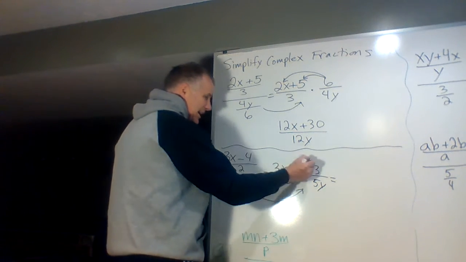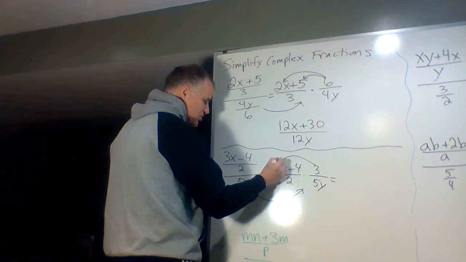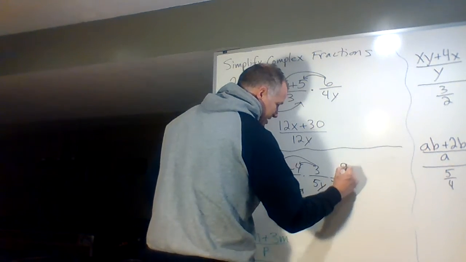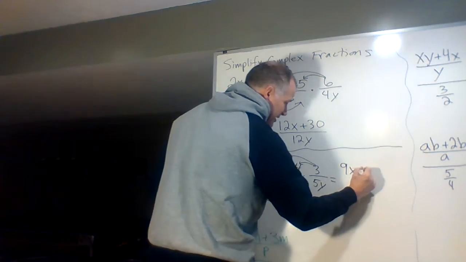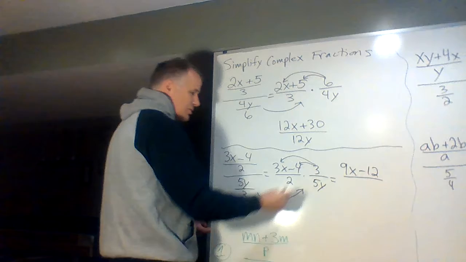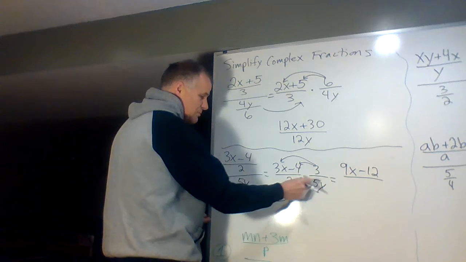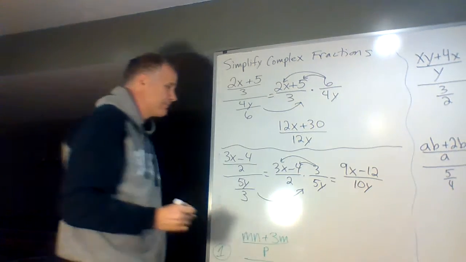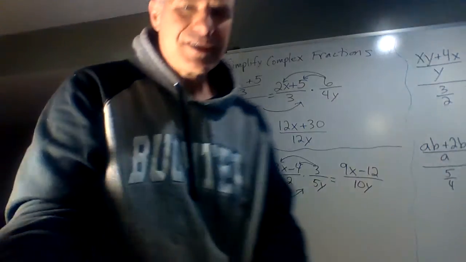Now again, just like this one up here, that 3 is multiplied times a binomial, so I need to distribute that 3. So 3 times 3x is 9x. 3 times minus 4, or negative 4, however you want to think about it, is going to be a minus 12. So 3 times 3, 3 times 4, that's where the 9x minus 12 came from. Now the 2 and the 5y are both single terms, so they're just going to multiply. 10y, and boom, that is the answer. Now the ones on the other side are just a little more complex.